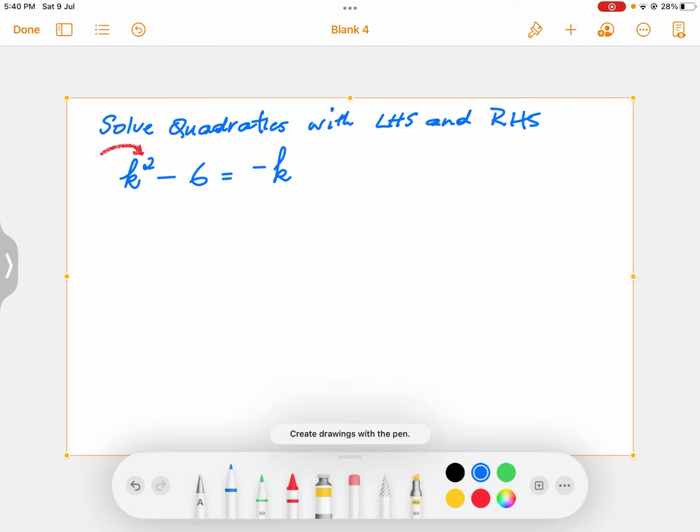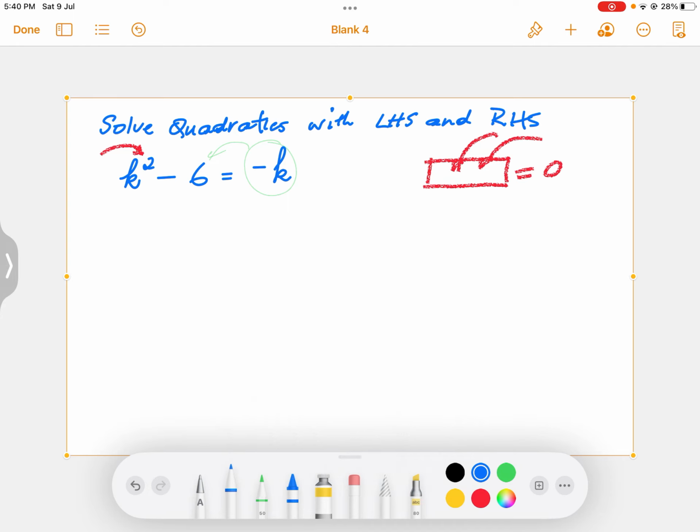Now, our first objective is to get everything to equal 0. So we have to take everything across to one side and leave nothing on the other side. So I'm going to take that negative k and put it over on the other side of the equation. That's my first objective, to get everything on one side of the equal sign.